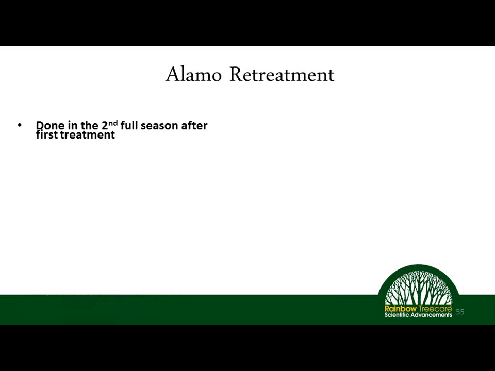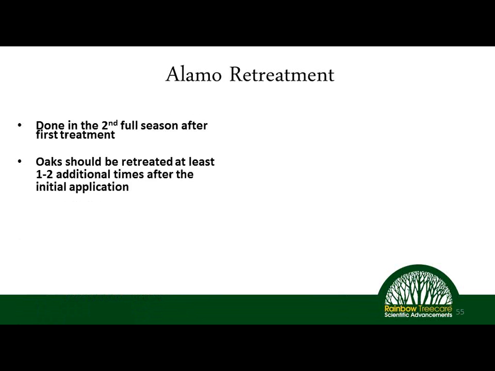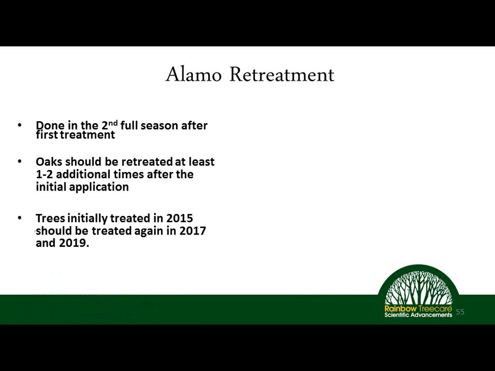With Alamo treatments, you're going to retreat the second full season after your first treatment. An oak should be treated at least 1 to 2 additional times after that initial application. So a tree treated originally in 2015 or this year should be retreated again in 2017 and 2019 as a minimum. So every other year.